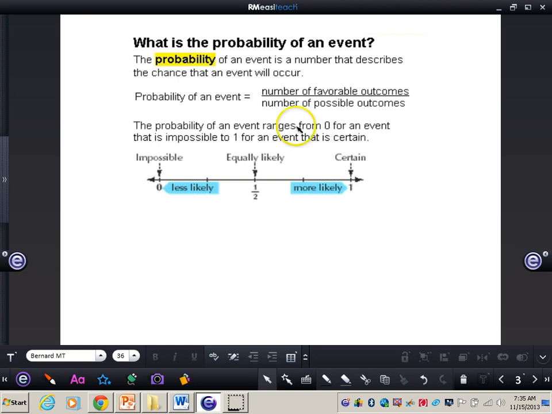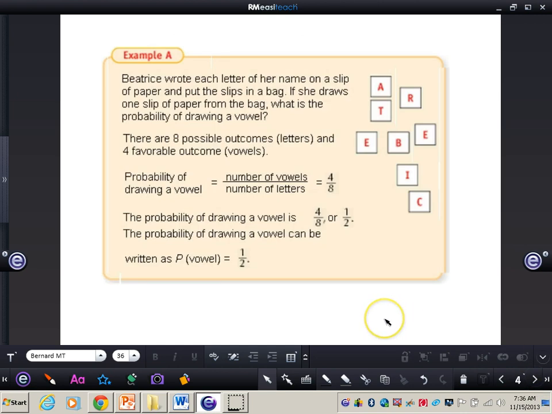Now, the probability of an event can range from 0 for an event that is impossible to 1 for an event that is certain. So we could see if you look at this number line here: less likely is 0, equally likely is when your fraction can be reduced all the way down to 1/2, and then more likely would be 1, or certain. So the further you move to the right of this number line, the greater the probability the event will happen. Now we're going to take a look at some of these problems and give you some examples.